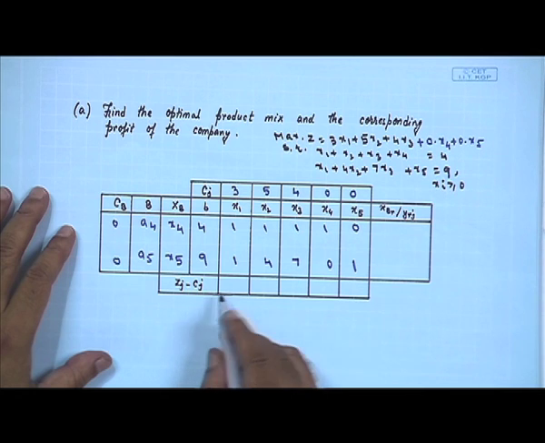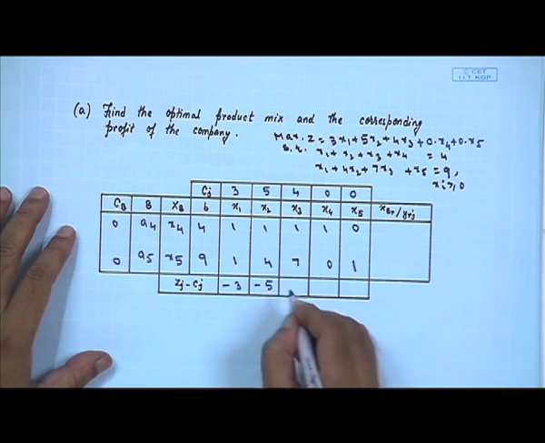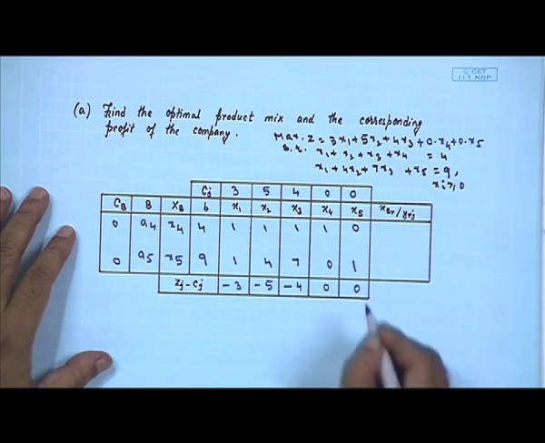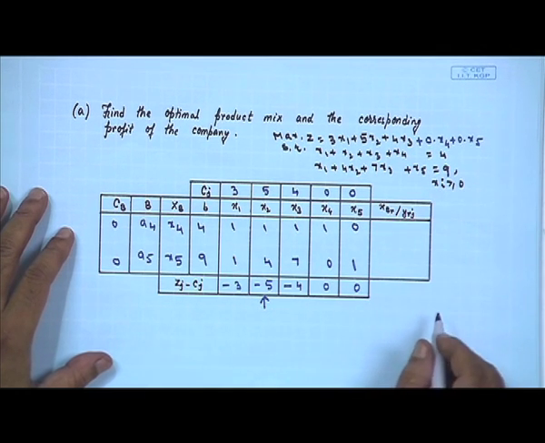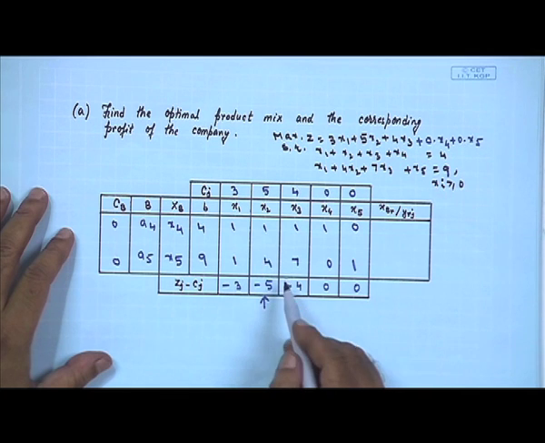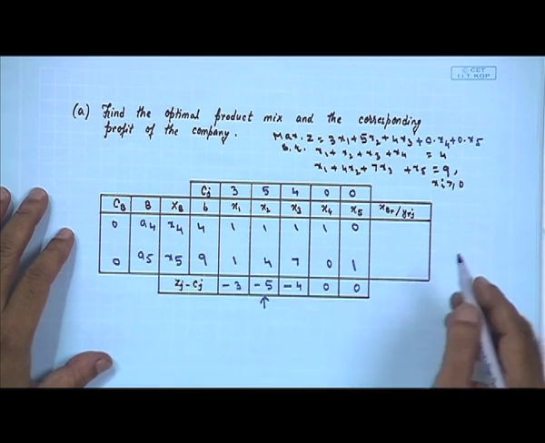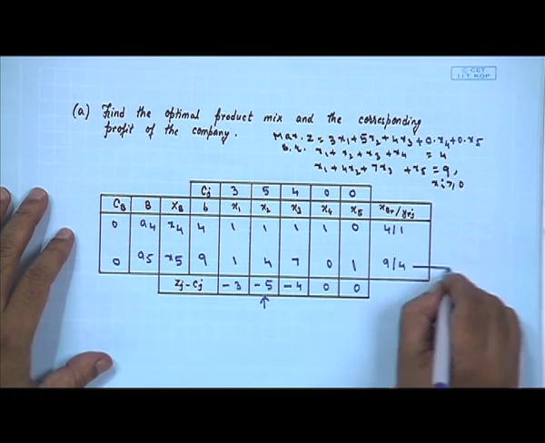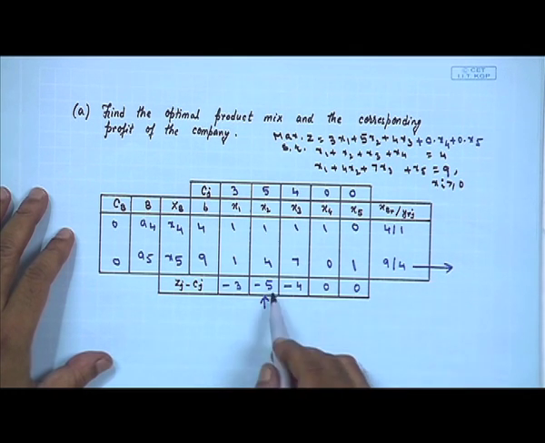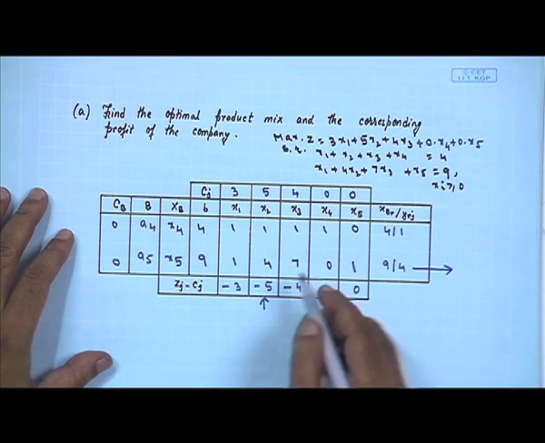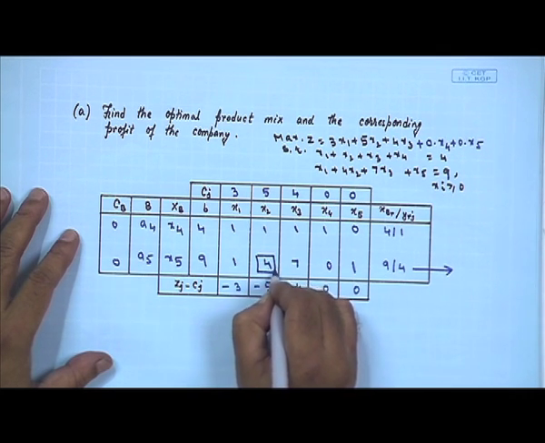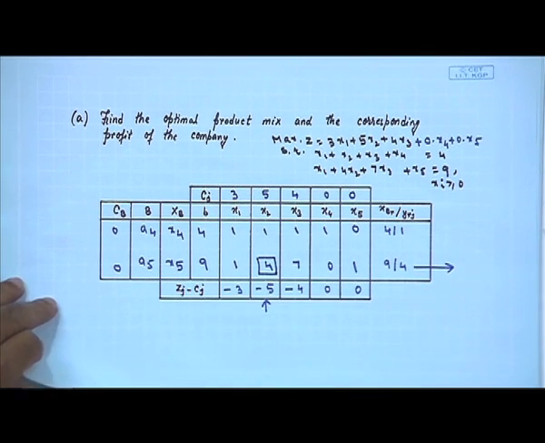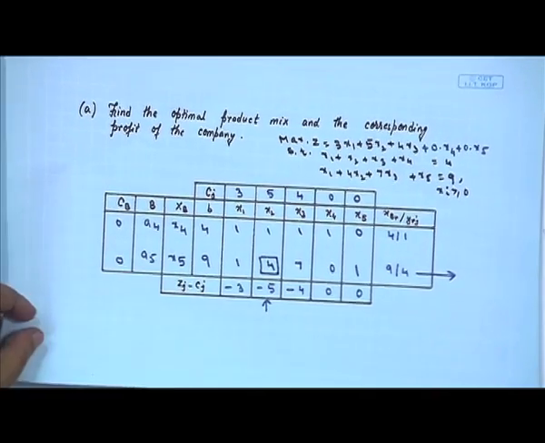You calculate zj minus cj, which will be minus 3, minus 5, minus 4, 0, 0. The most negative is this one, therefore your entering vector will be x2. We calculate the ratios: 4 by 1 and 9 by 4. So, your outgoing vector is x5. Your entering vector is x2, outgoing vector is x5 and your pivot element is 4. I have to make this element 1 and the other elements 0. So, in the next table your x5 will be replaced by x2.